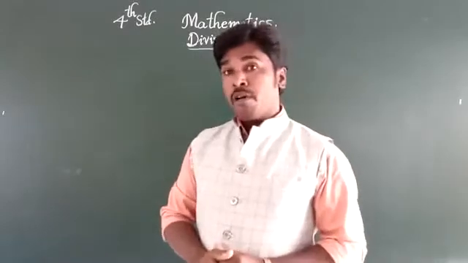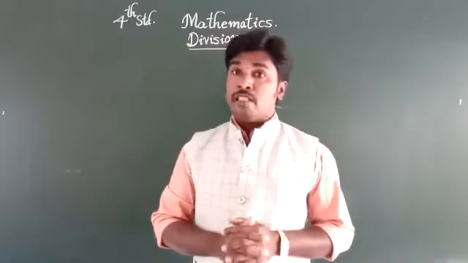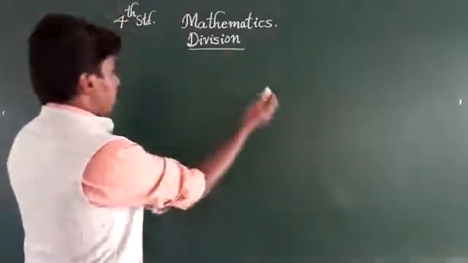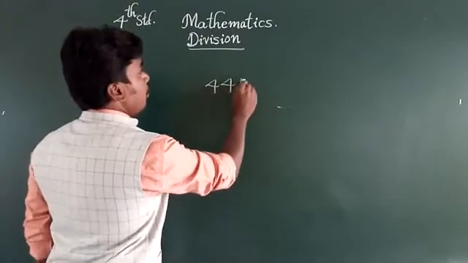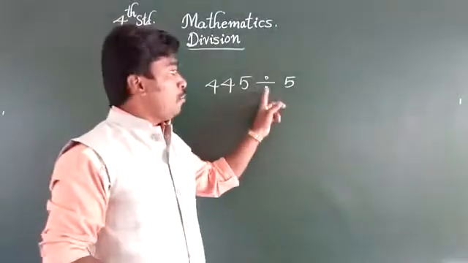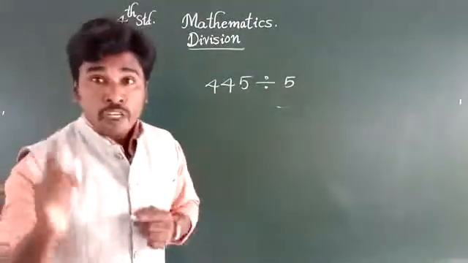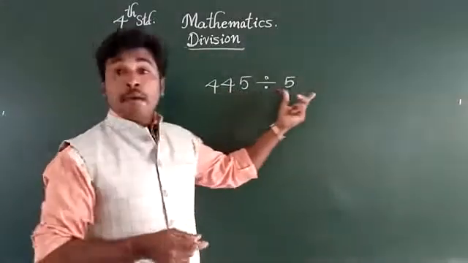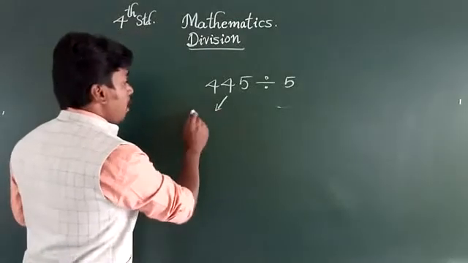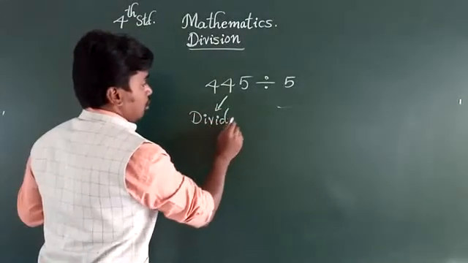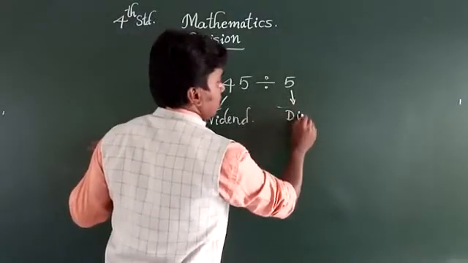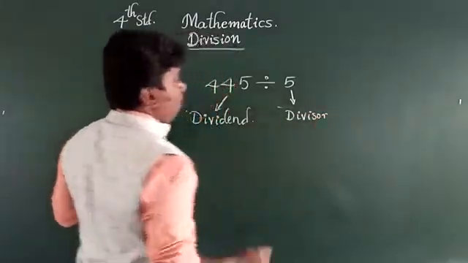Dear children, please remember how to divide the numbers. What is the answer in a division question? Here, suppose you are taking 445 divided by 5. It is nothing but you are going to divide 445 by 5. So this number is called the dividend and 5 is called the divisor.